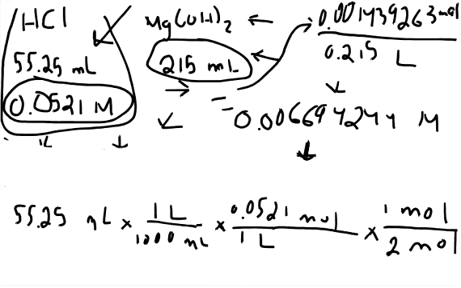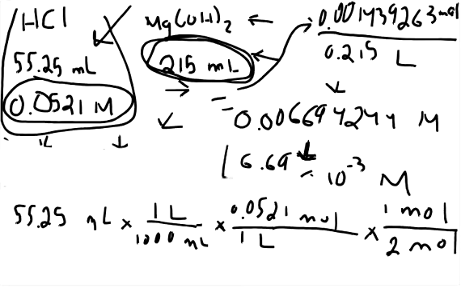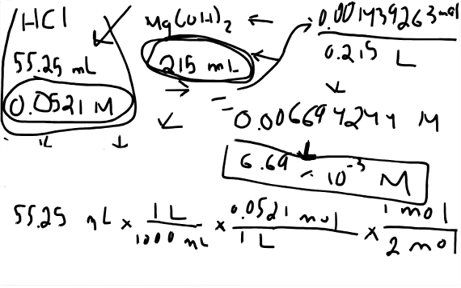Then we simplify it. The number of significant figures, which was 3, the lowest number of significant figures in whatever is given, is what we calculate our answer to. So we get 6.69 times 10 to the negative 3 M. And that would be our answer for the concentration of magnesium hydroxide.